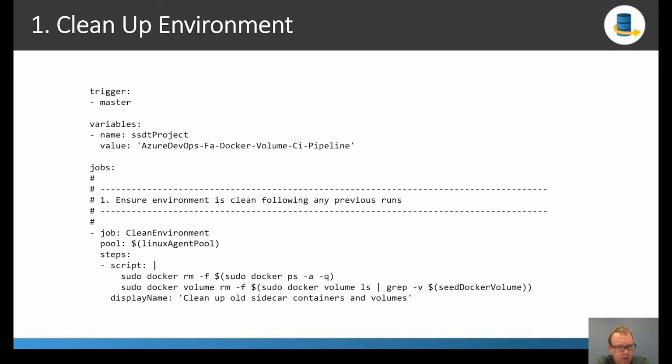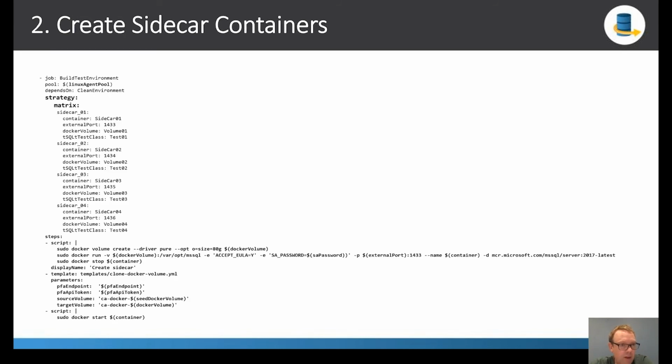We clean up the environment by removing any old containers or volumes which might be lying around from previous executions of the pipeline. Okay, then we spin up our 4 sidecar containers in parallel. So notice the code I've highlighted in bold at the top: strategy and matrix. Okay, so I've got 4 labels for each sidecar container, and each container has a unique container name, external port, Docker volume name, and T-SQL-T test class.